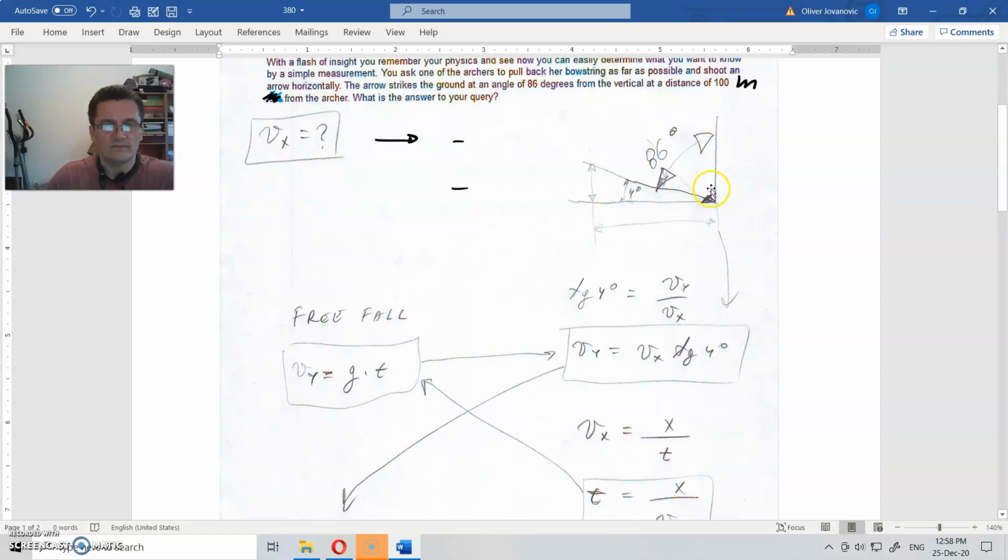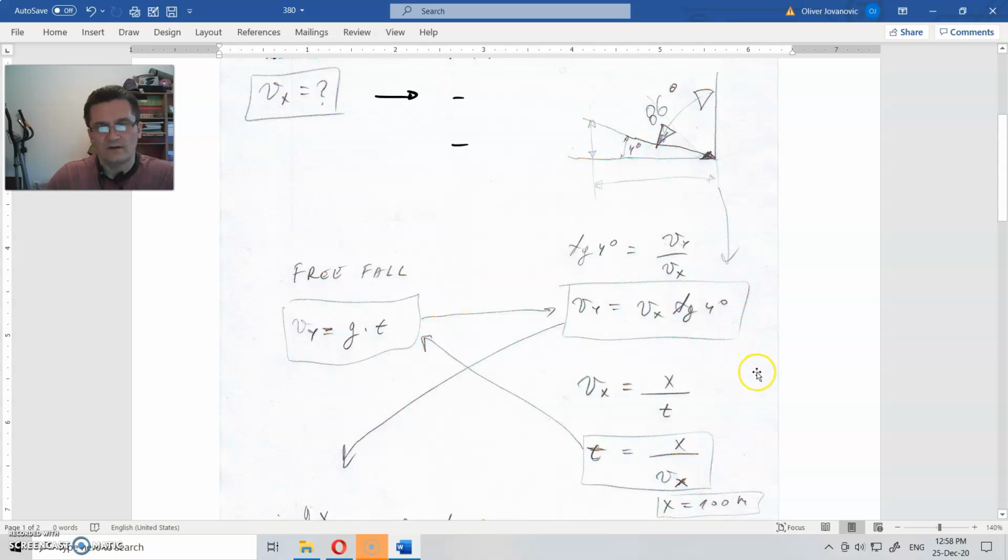So we could write this as this, and we know that x is 100 meters. Now we combine all of these equations to calculate Vx, what is needed. And you could finish yourself, or for the complete written answer, please follow the link in the description.